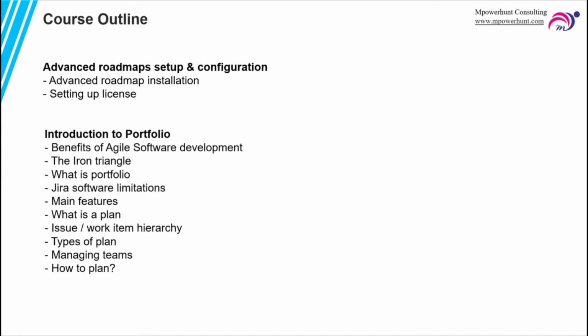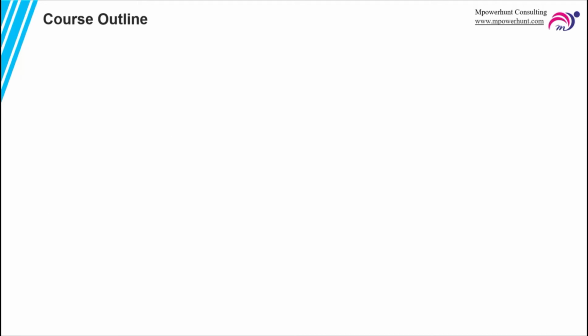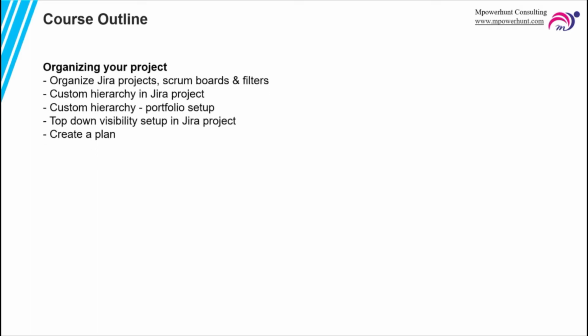And also we'll talk about how to create a plan and what the different types of plan are, managing the teams, and the issue hierarchy. As you might know, in JIRA, epic, story, and subtask, three levels of hierarchy, come by default, but using Advanced Roadmaps we can create one more hierarchy called initiatives, and we'll try to understand how to configure the same. Then we'll organize the project in JIRA basically.